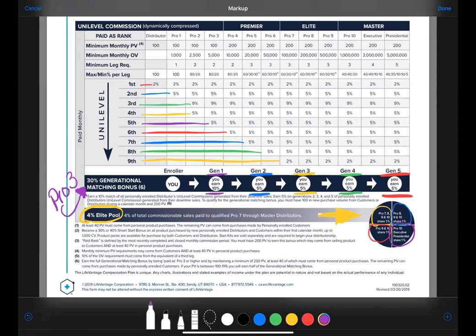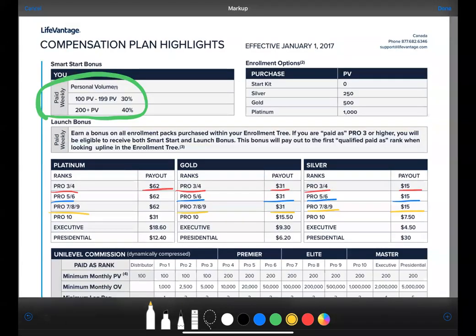So Pro 3 is like a huge breaking point in getting paid. Because you're going to get paid on your personally enrolled distributors, okay? And then your personal enrolled distributors. So if somebody placed their distributor underneath you, you won't get a check match on them because they're not exactly in your line.